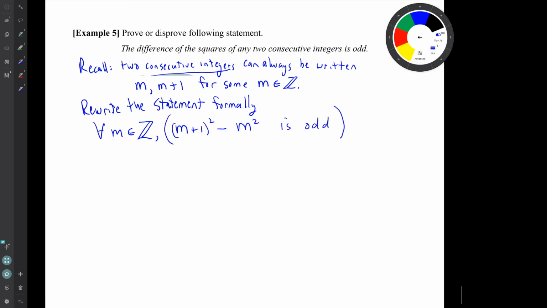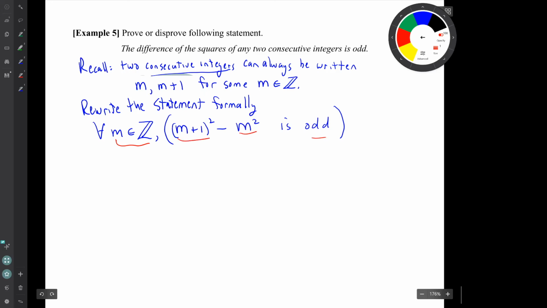That's how the statement actually reads formally. For all m that are integers, this thing is odd. So you see that what we have here is the square of the integer m and then the square of the next integer, m plus 1. So this is the difference of the squares of 2 consecutive integers.